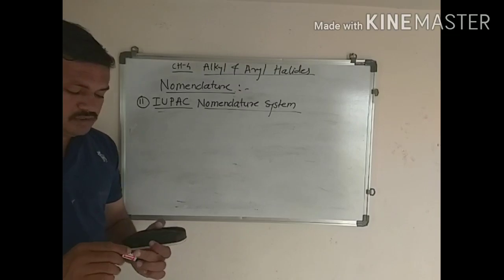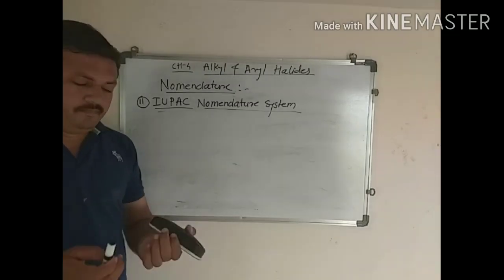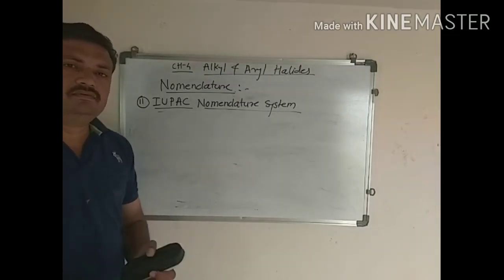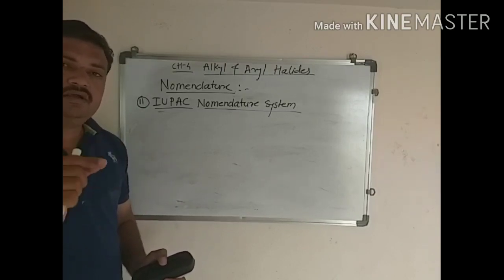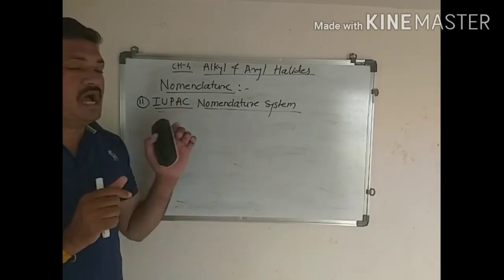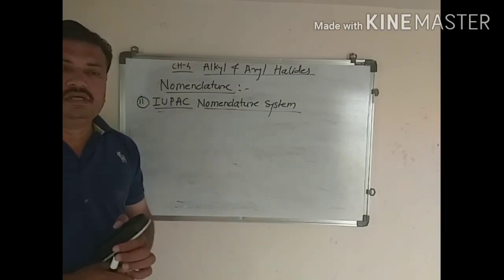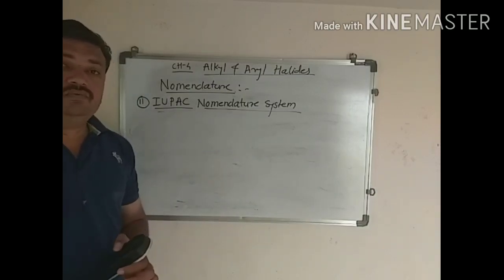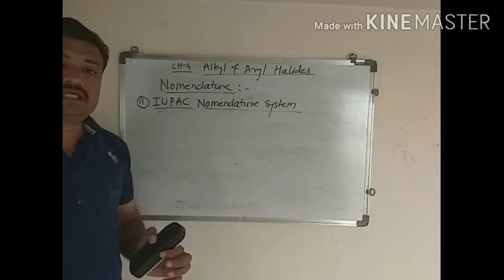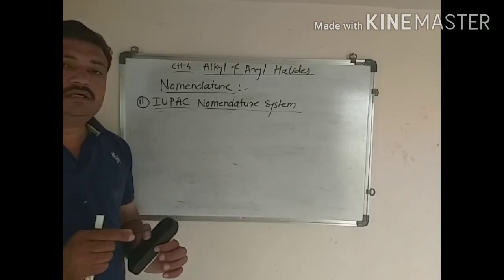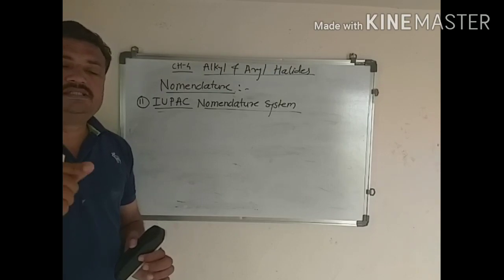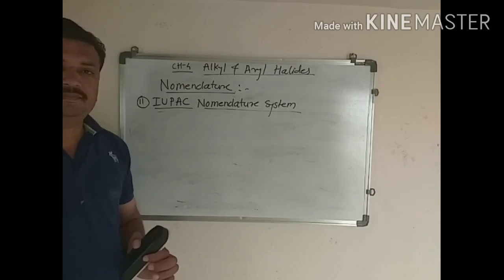While giving the IUPAC nomenclature to any alkyl halide, first we have to select the longest carbon chain containing the functional group, that means the halogen atom. And after that, we have to give number to that carbon skeleton. And while giving the number, the halogen atom should get the lowest possible number.